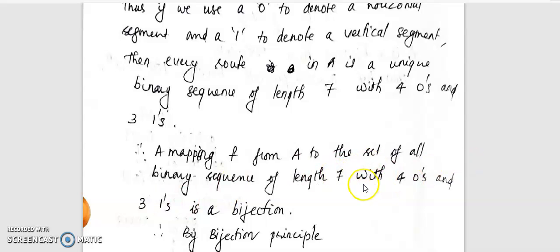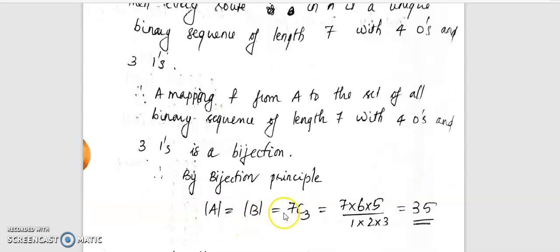So to have 4 zeros and 3 ones, we first arrange the zeros. So the ones will be arranged automatically. So that can be done in 7C3 ways. So we have seen this earlier.